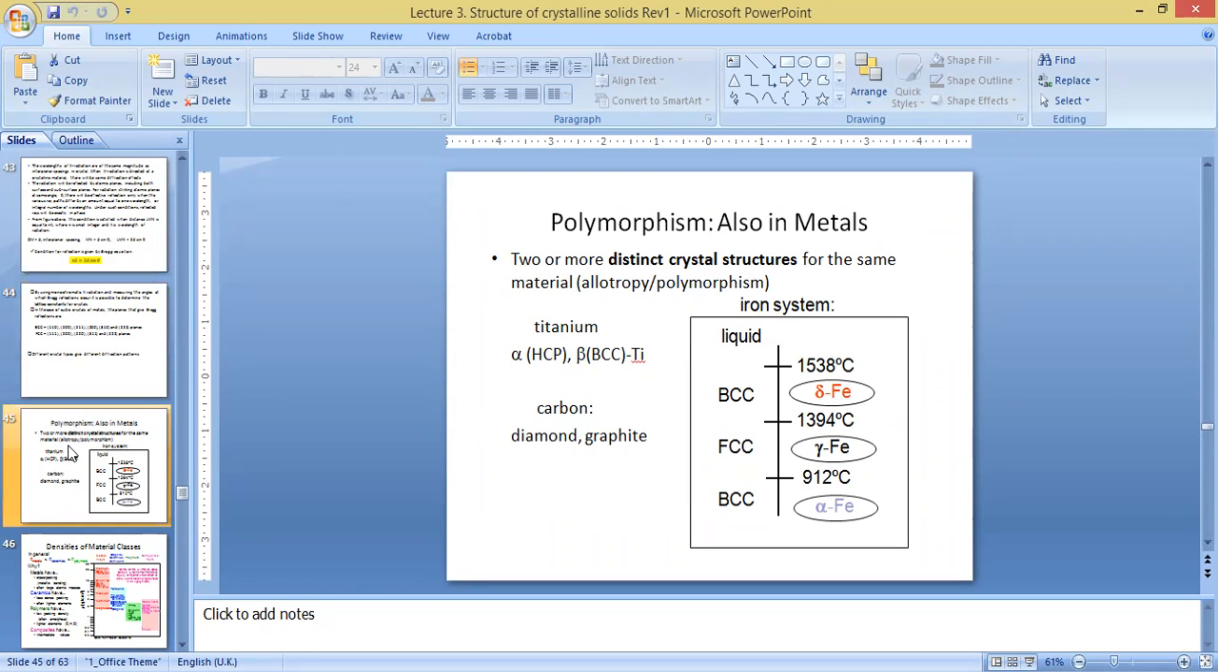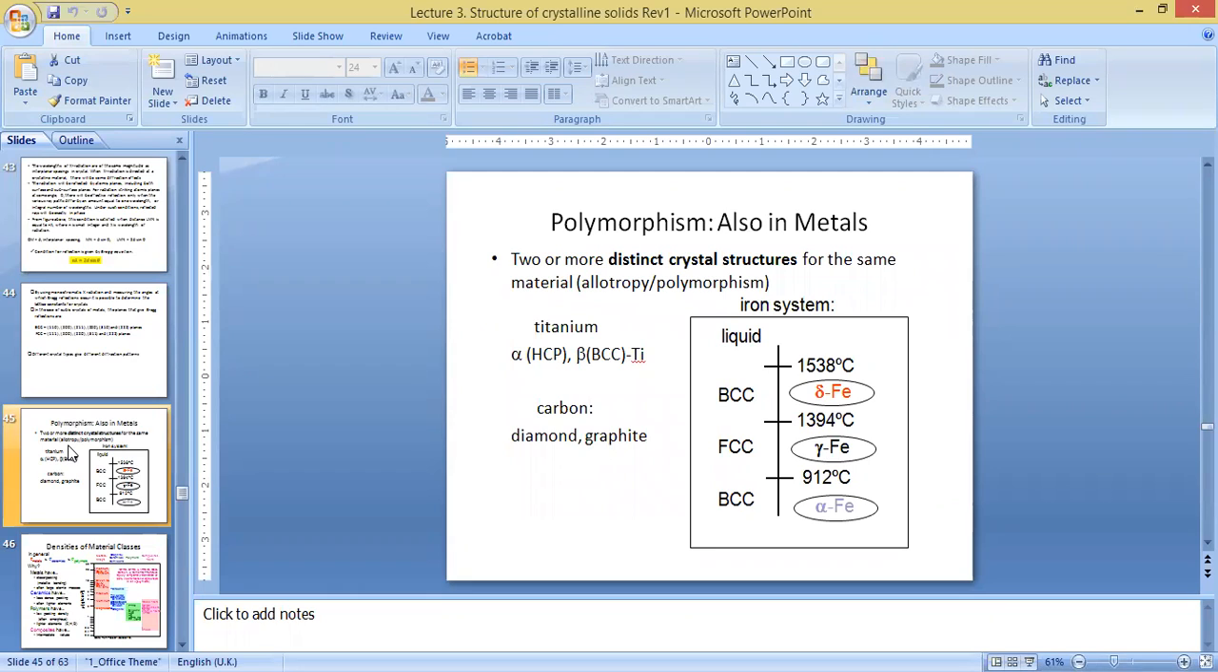Okay, this is the next slide. We look at polymorphism: two or more distinct crystal structures for the same material. Iron is a good example. This is molten iron just out of production, released from the furnace at a very high temperature. At 1538 degrees Celsius, it's BCC, known as delta iron.